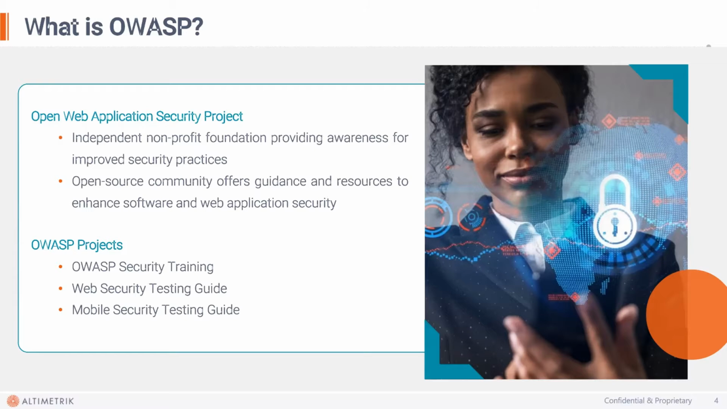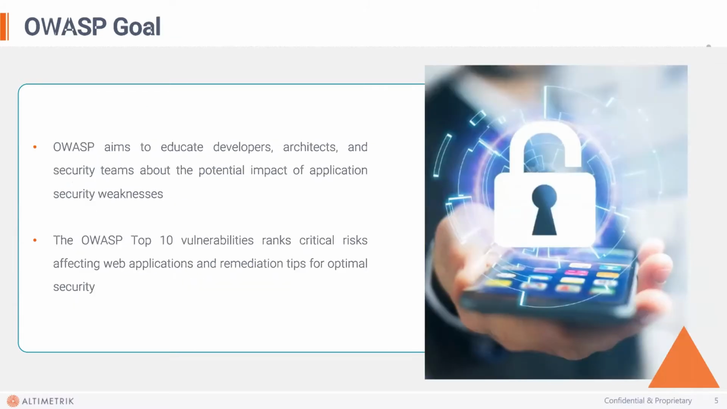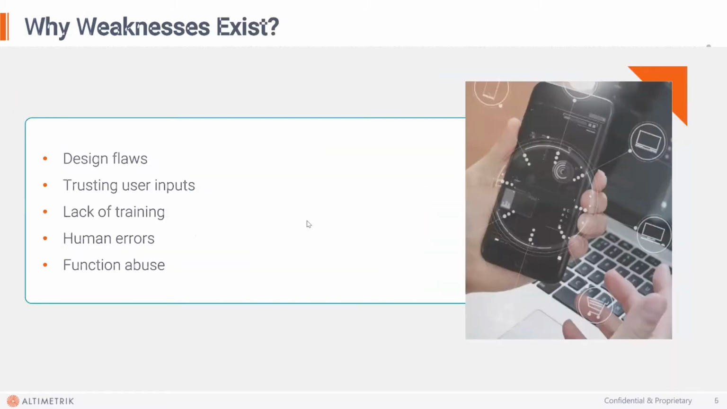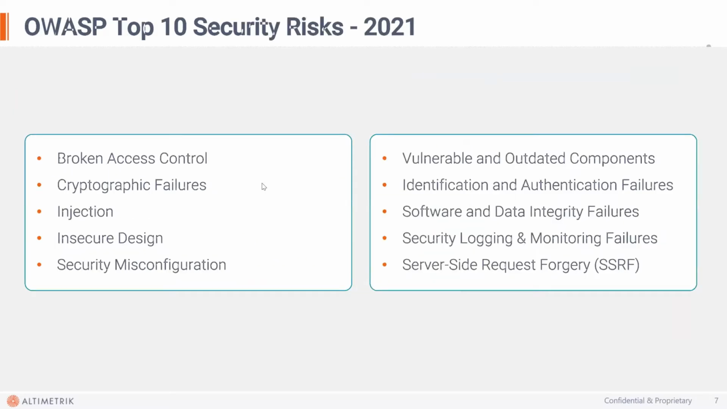I might cite some examples on that, but we are working on training for that as well. And so what's the goal of OWASP? It aims to educate developers, architects, and security teams about the potential impact of application security weaknesses. And like I said, we're going to go over all of these issues during this session. So let me just walk you through what they are.